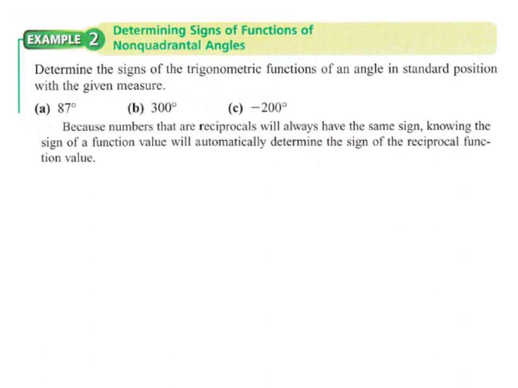For example, question B, 300 degrees. Again, if you want to sketch that out to get an idea of where that is, but 300 degrees would be in the fourth quadrant. Because again, this is 270 degrees, and then of course 360, so we'd be in the fourth quadrant.